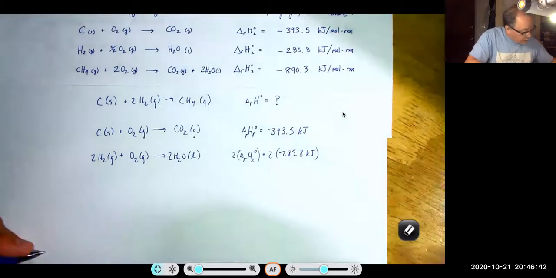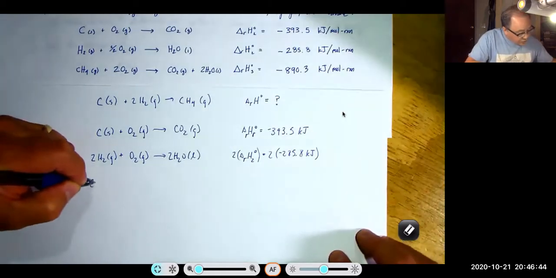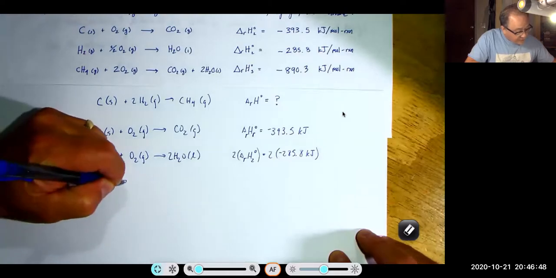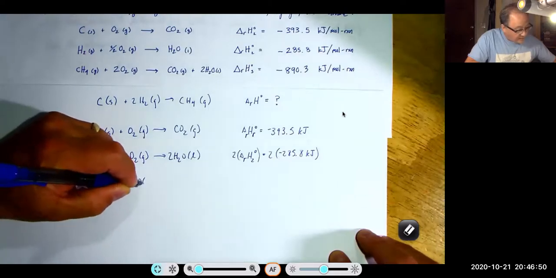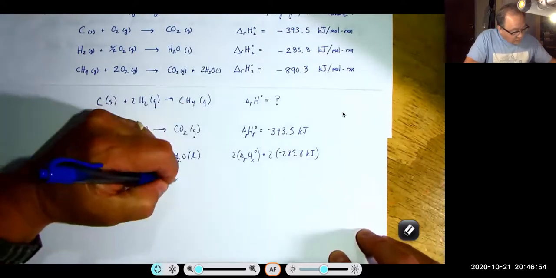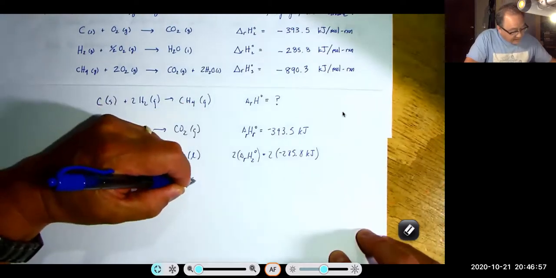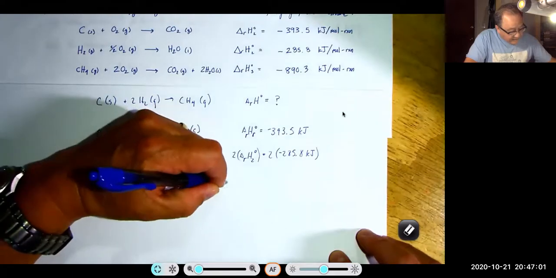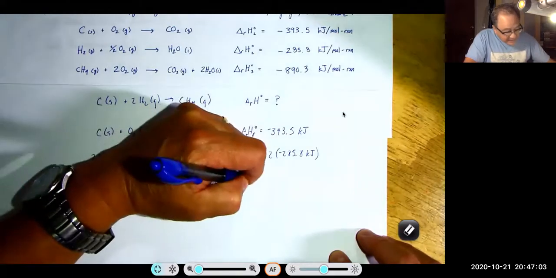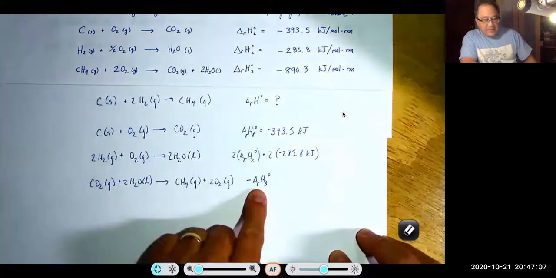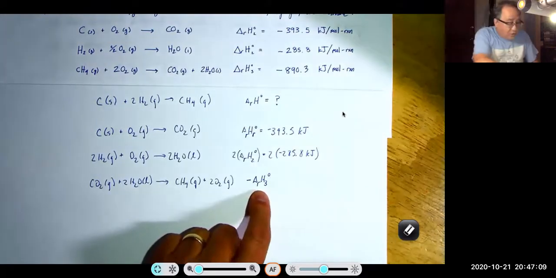So I'm going to start with CO2 gas plus 2H2O liquid gives you CH4 gas plus 2O2 gas. And here, this is going to be negative the enthalpy of reaction for the third one.